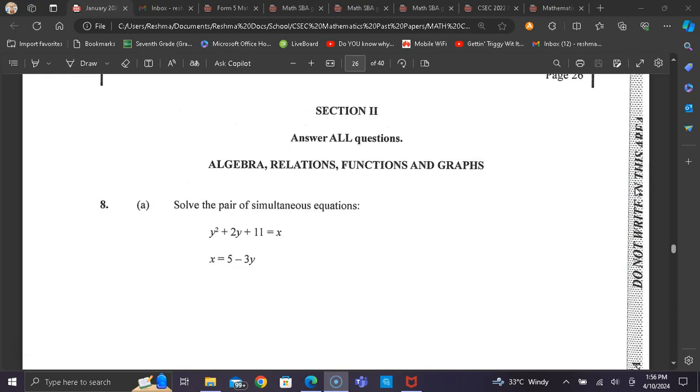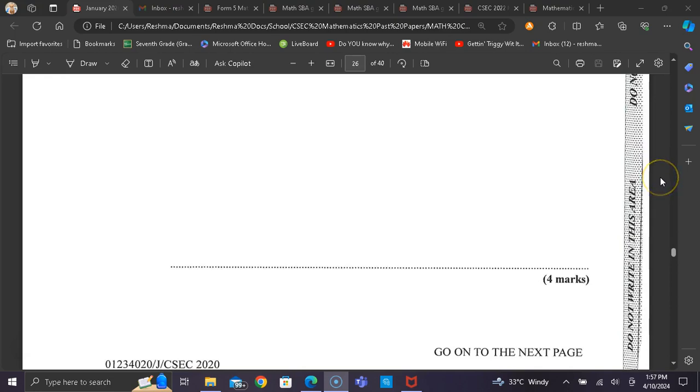So we're on section 2 with question 8, which has to do with algebra, relations, functions, and graphs. This question is taken from January 2022. Part A, we have to solve the pair of simultaneous equations: y squared plus 2y plus 11 equals x, and x equals 5 minus 3y. And this is worth 4 marks.